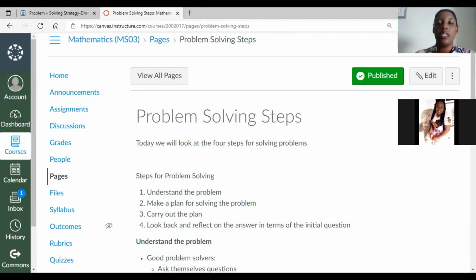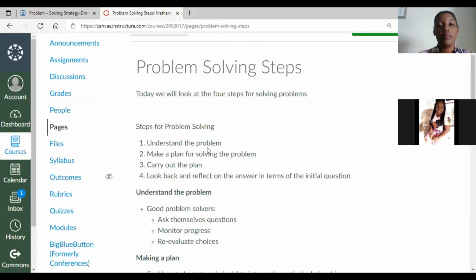So on the screen, you can see the problem solving steps. Today we looked at the four steps in the problem solving process. Step one was to understand the problem. Step two was to make a plan for solving the problem. Step three was to carry out the plan. And then fourth, we look back and reflect on the answer in terms of the initial question, which is basically saying you look at the question to make sure that you did what the question asks you to do, right? And then finally, you look at your answer to make sure that your answer is correct.